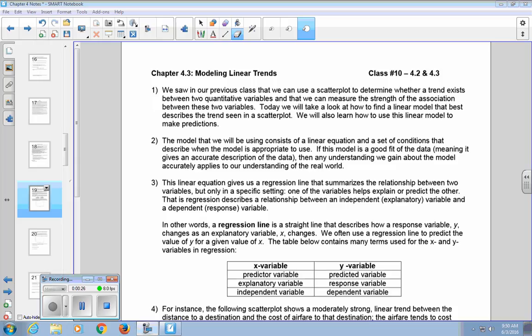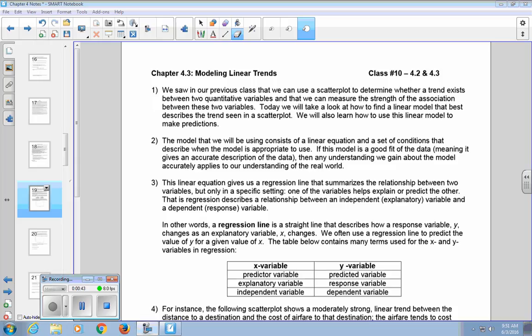And so the model that we will be using consists of a linear equation and a set of conditions that describe when the model is appropriate to use. If this model is a good fit of the data, meaning it gives an accurate description of the data, then any understanding we gain about the model accurately applies to our understanding of the real world.